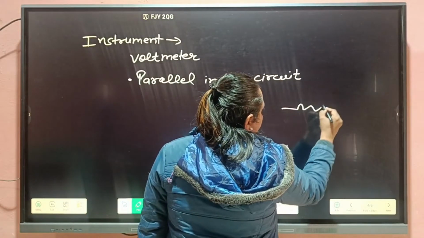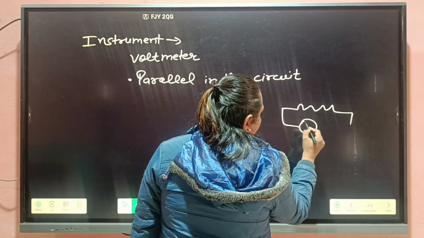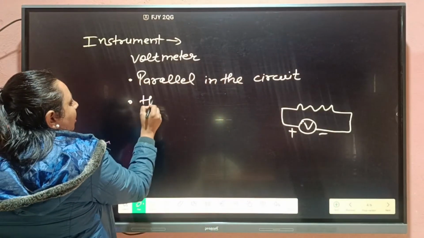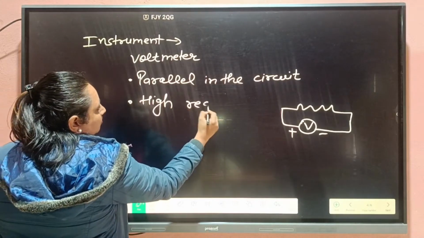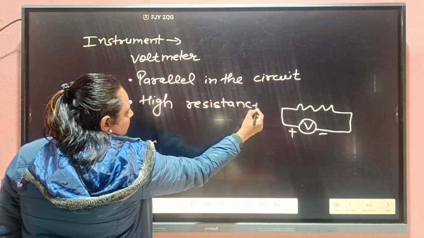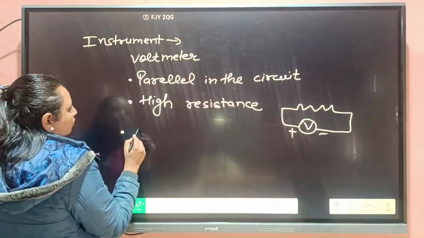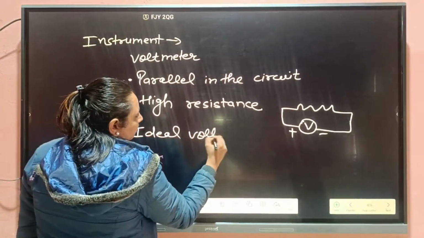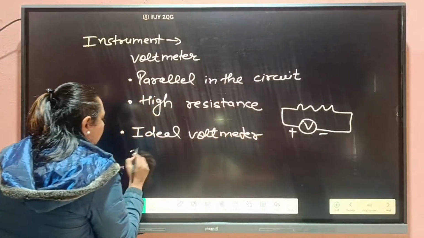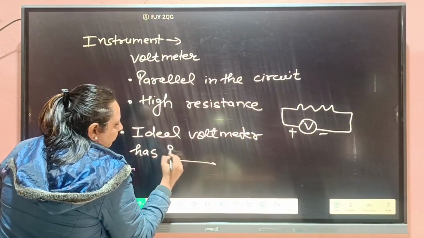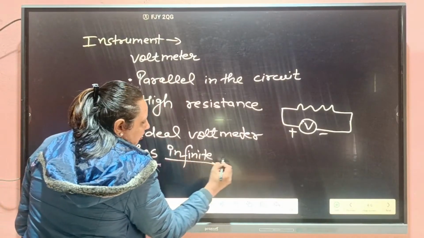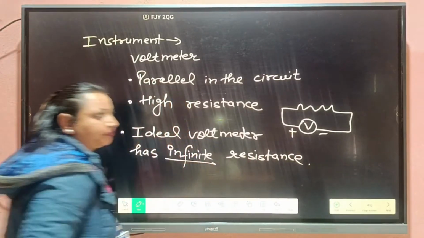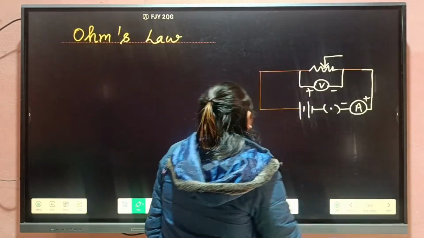Just like this is a resistance, so across the resistance it is connected in parallel. Why is it connected in parallel? Because it has high resistance. And the ideal voltmeter has infinite resistance, right?